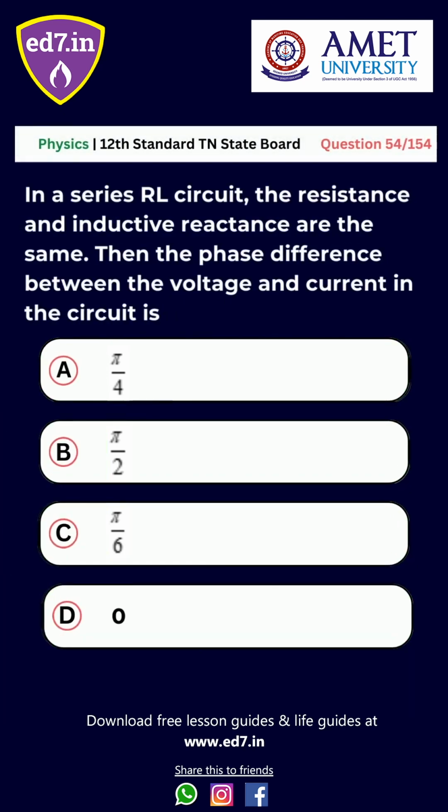Question number 54. In a series RL circuit, the resistance and inductive reactance are the same. The phase difference between the voltage and current in the circuit is: option A π/4, B π/2, C π/6, D 0. And the right answer is option A, π/4.